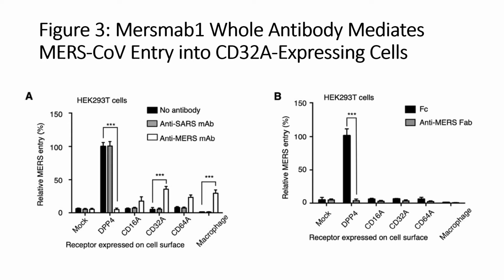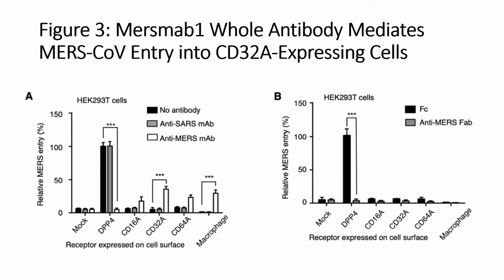And the researchers, again, used these HEK 293T cells, as we see. And these cells express the Fc receptors on that x-axis. So that's the CD16A, the CD32A, and the CD64A. And then they also used macrophages, and that was because the macrophages have mixtures of Fc receptors that are endogenously expressed.